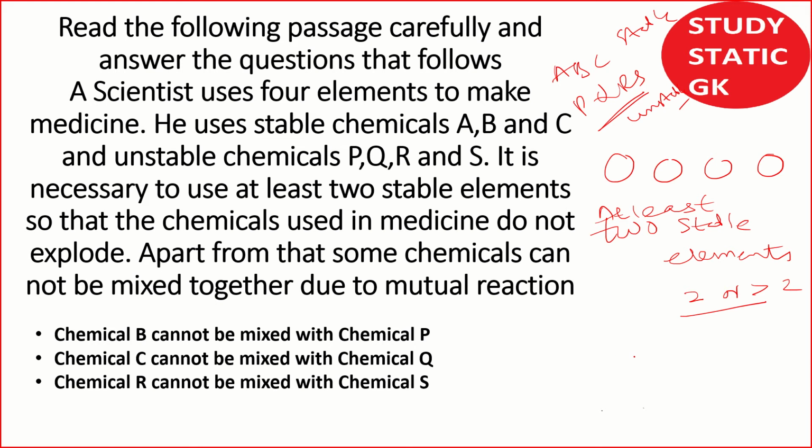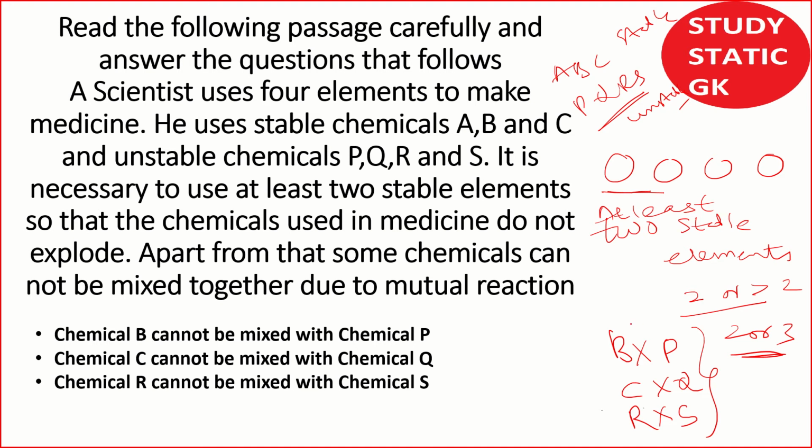And there are some conditions. What are those conditions? We'll see here. Chemical B cannot be mixed with chemical P, C cannot be mixed with Q, and R cannot be mixed with S. So these are the three limitations we have. Based on this, we have to make a compound. Once again, at least 2 stable elements should be there, so 2 or 3, because there are only 3 stable elements.